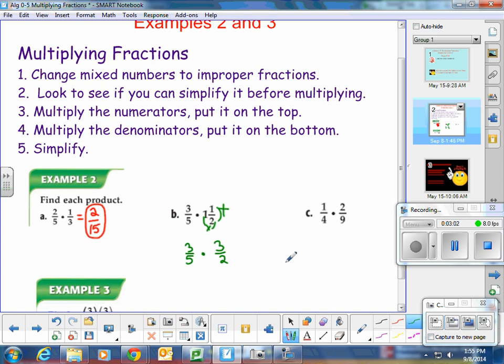Now I'm going to look to see if there's anything I can simplify ahead of time by looking diagonally or up and down. I do not have any numerators and denominators that can be divided by the same thing, so I'm going to go ahead and multiply across for step 3. Multiply across the bottom for step 4. 5 times 2 is 10. And then last step, there is nothing to simplify in this one, so we will just stop right there.